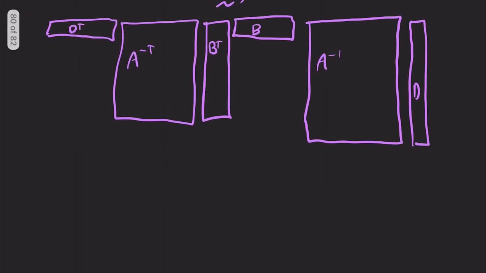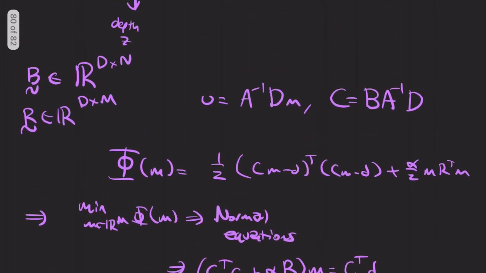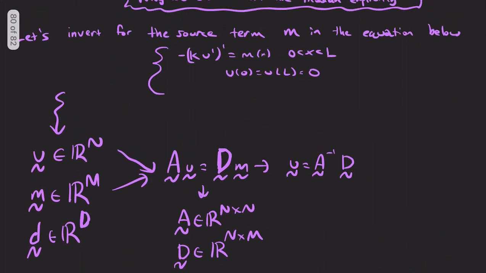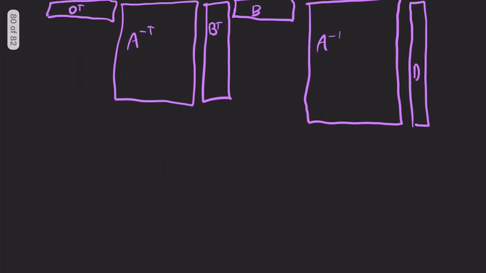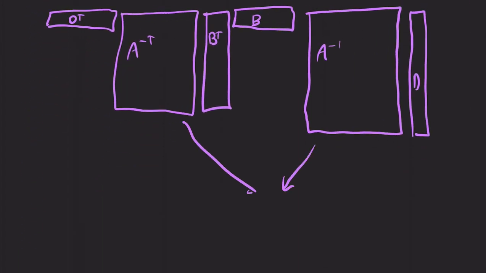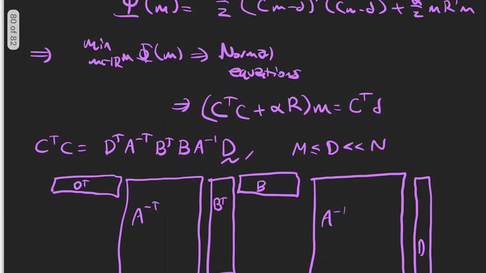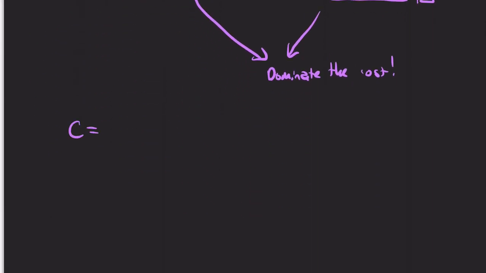The reason why I draw this out, and if that gets a bit confusing, just think about where your input and output space are, because it's six steps. But the whole point here is that these dominate the cost of the Hessian. So here C is the Hessian of data misfit, and R is the Hessian of regularization.